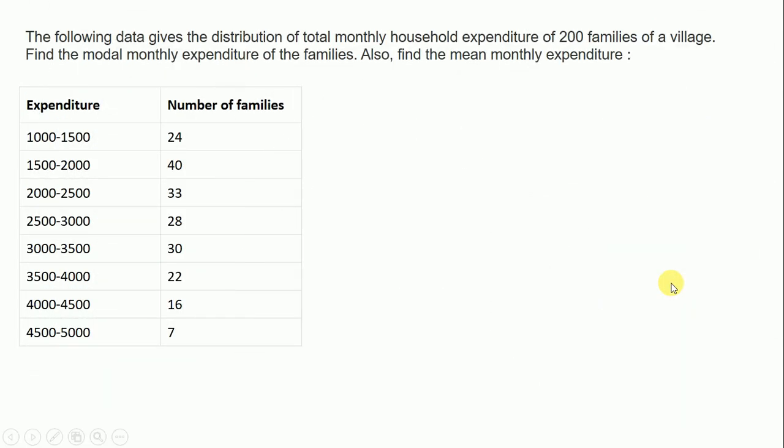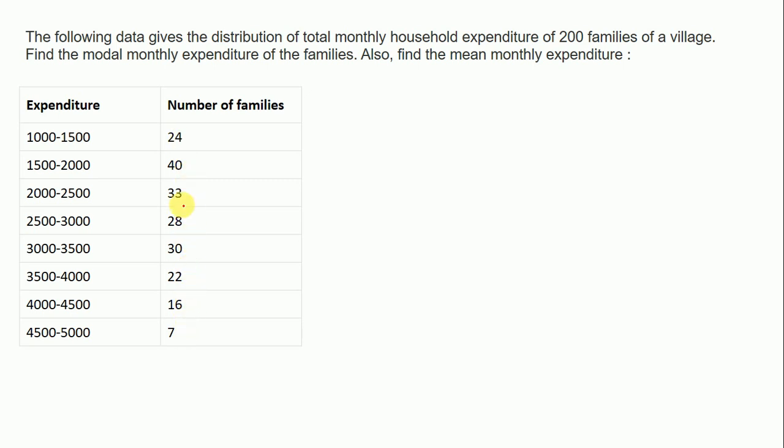Now next question. The following data gives the distribution of monthly household expenditure of 200 families of a village. Find the modal monthly expenditure of the families. Also find the mean monthly expenditure. So what is mode? Mode is the observation that has occurred the most number of times. So which has occurred the most number of times?